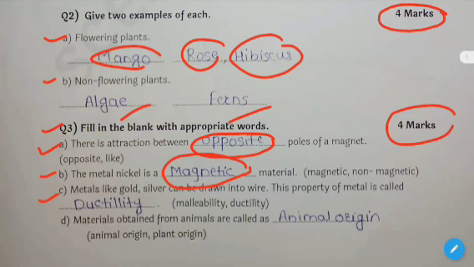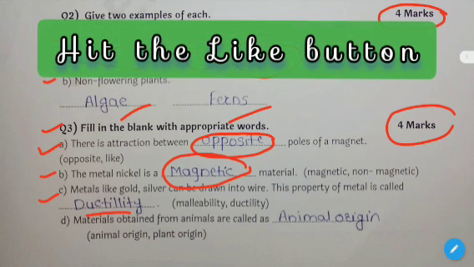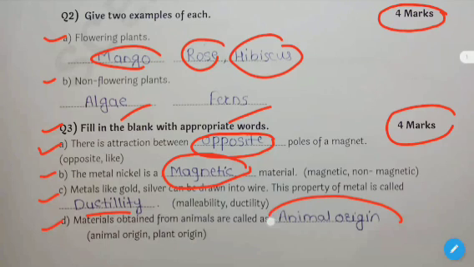This property of metal is called ductility. And the property in which metal sheets are produced is called malleability. And the fourth is, materials obtained from animals are called of animal origin. And the materials obtained from plants are called of plant origin.